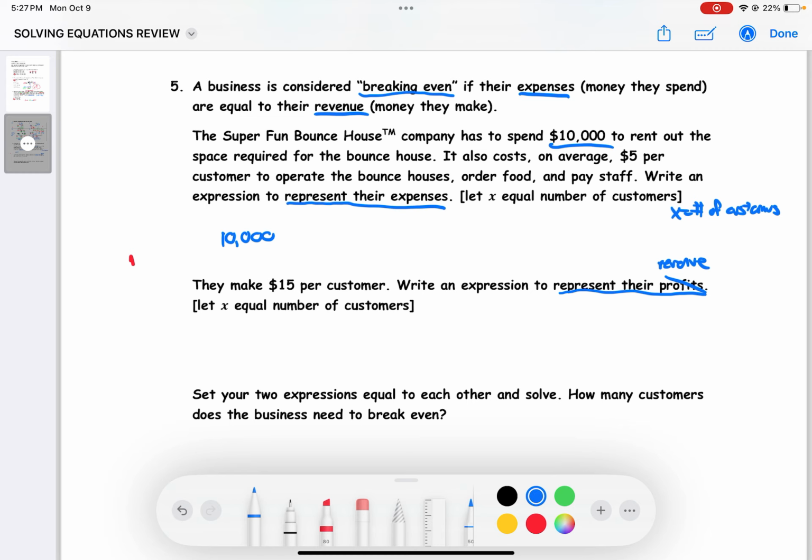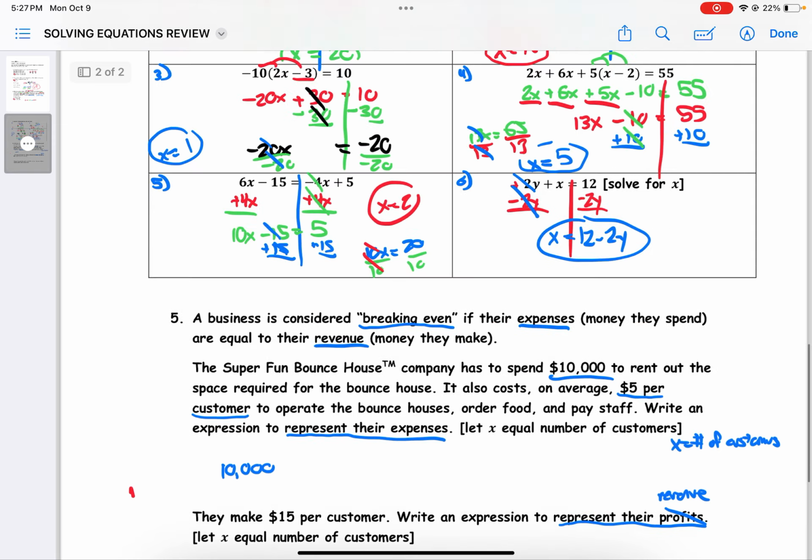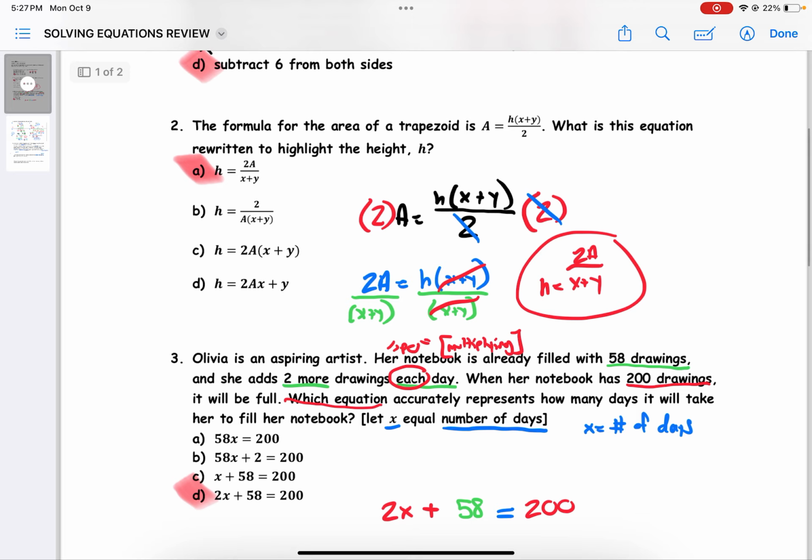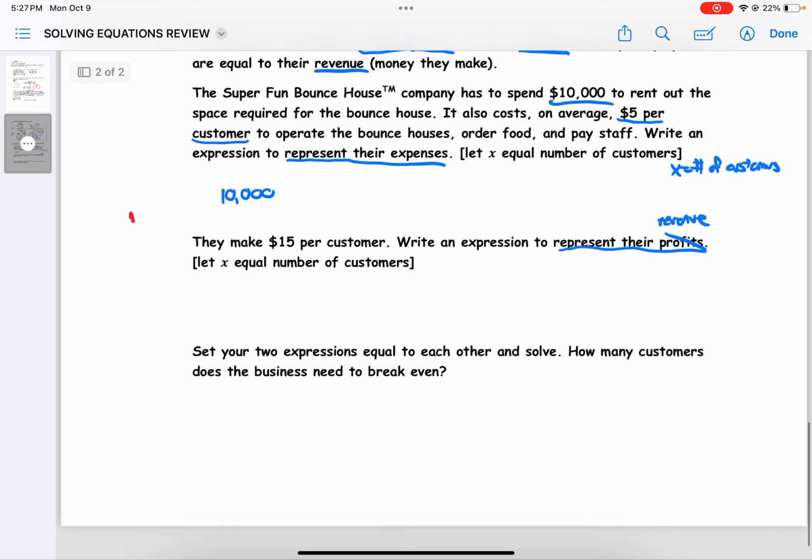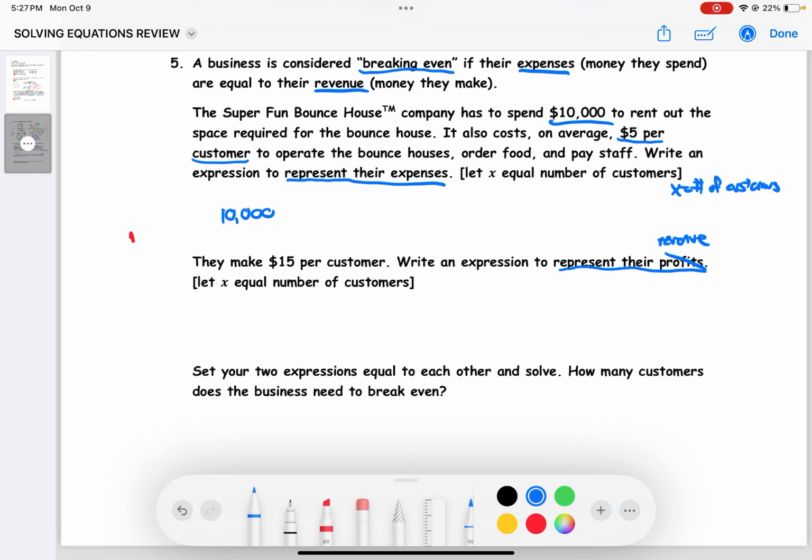And it also is going to cost me $5 per, once again, notice up here, each day or per day, we think about multiplying. It costs $5 per customer to operate the bounce house, order food, and pay staff, right? So if there's only one customer, it would cost $5. If there were 2 customers, it would be 5 times 2, it would be $10. Okay? And this is my expenses. I'd spend $10,000, and then I also spend an additional $5 per customer.